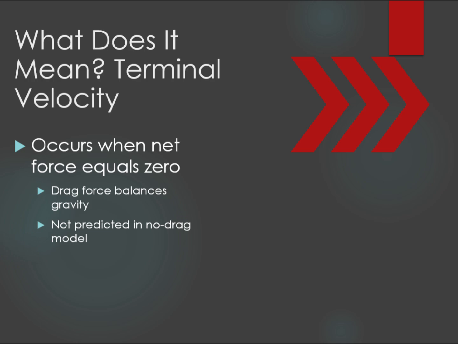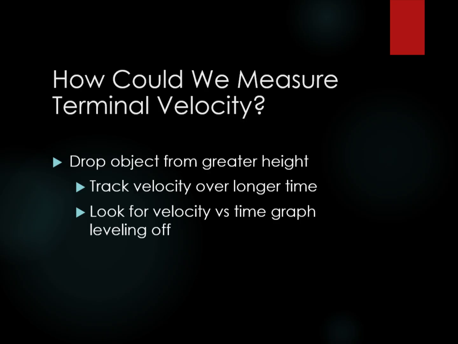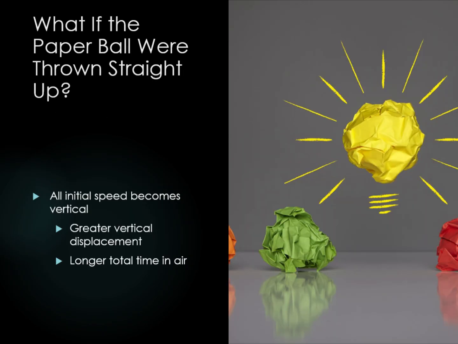In this experiment, the ball did not fall long enough to reach terminal velocity. To measure it, I could drop the ball from a much, much greater height and track velocity over a longer time to see the velocity graph level off. But what if the ball were thrown straight up?